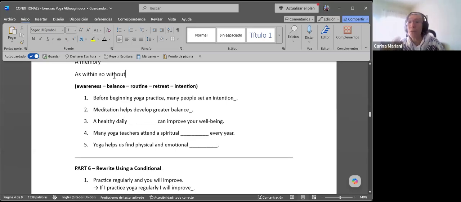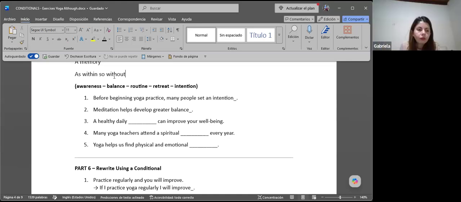You saw that without, the usual meaning in English is sin algo, without, but it also means afuera. As within, so without, but it is used in this kind of expression. To say afuera we use outside, but it can also be used like this. As within, so without. So, I was thinking about balance.